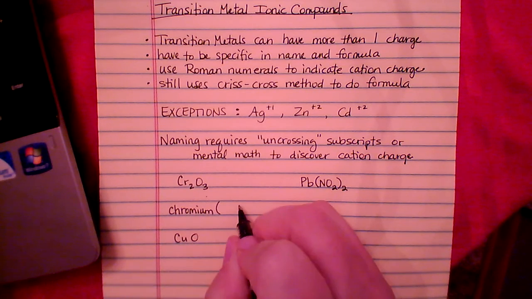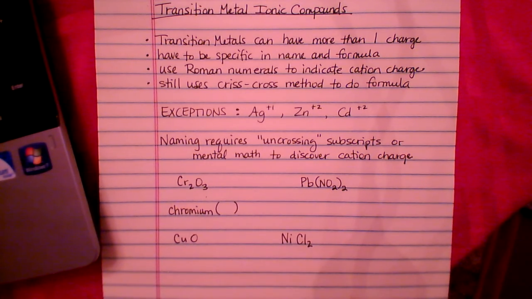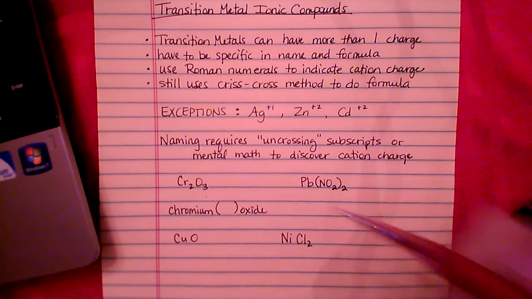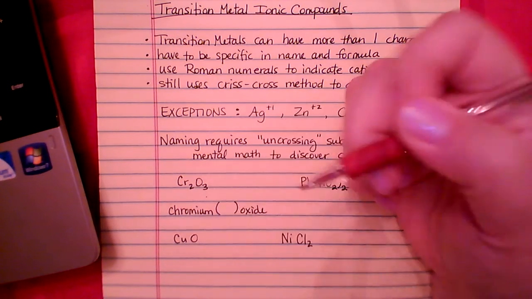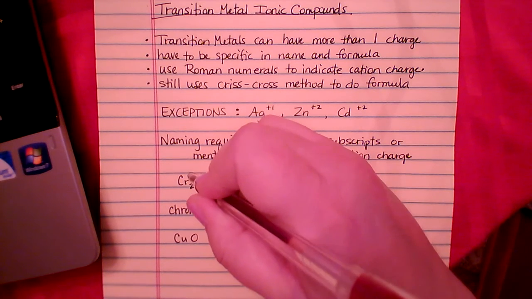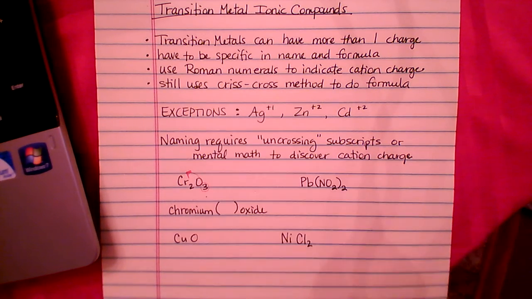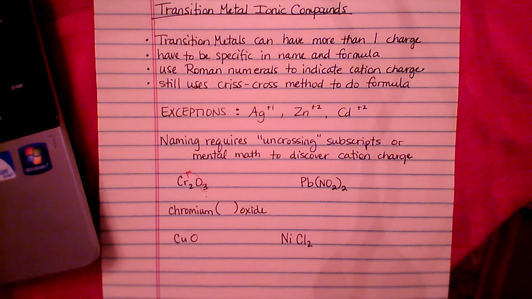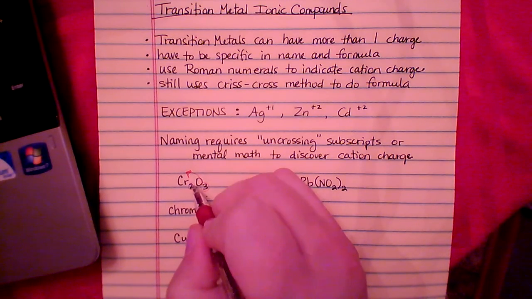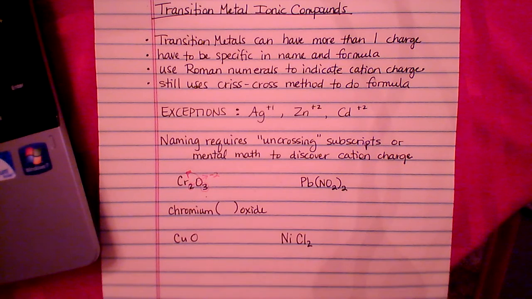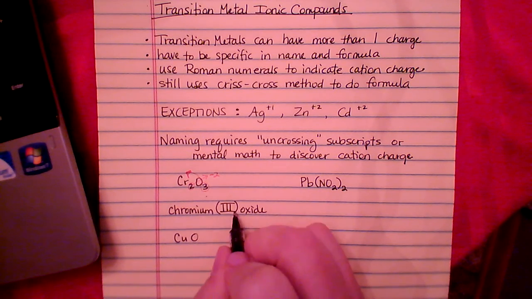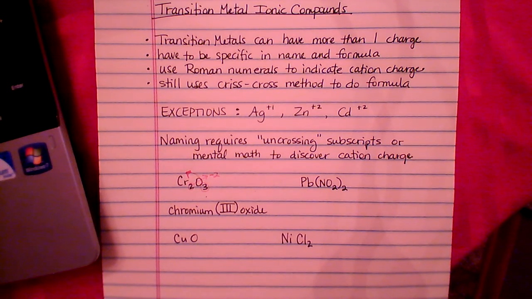I know chromium is a transition metal, so I'm going to have to put something in parentheses there in terms of a Roman numeral. But because both of these have subscripts, I can just uncross that 3. I don't necessarily have to uncross the 2. That's just to double check. Just make sure that when you do uncross that, that meant that the oxygen had a -2 charge. But if I do uncross this, this means that my chromium had a +3 charge. So that's going to be chromium 3 oxide.